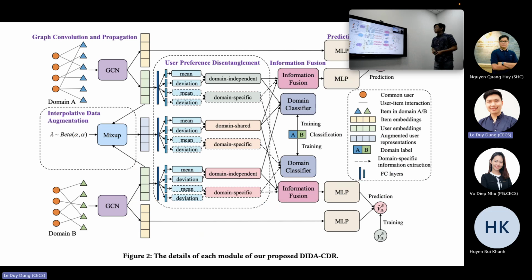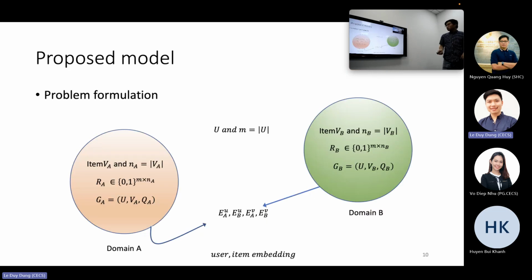So let's take a look at their proposed method. Could you come back to the previous slide so I can confirm a little bit? So GA means the graph between the set of users U and the set of items V, and the edge of them with QA, right? Yes. So do QA and RA have any relationship with each other?